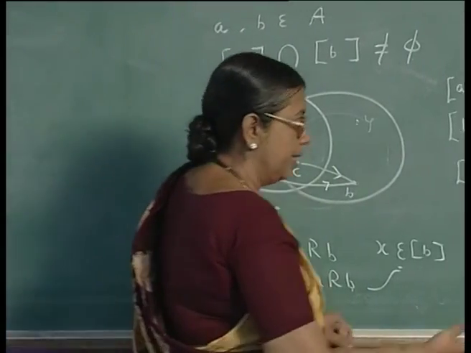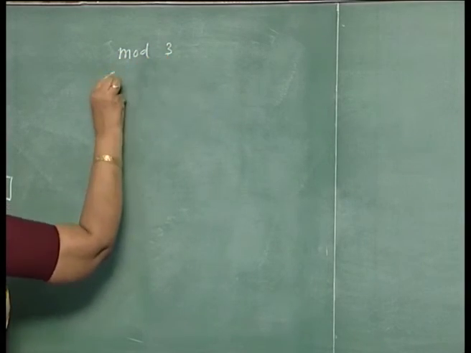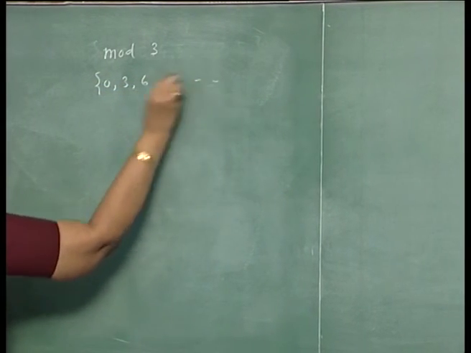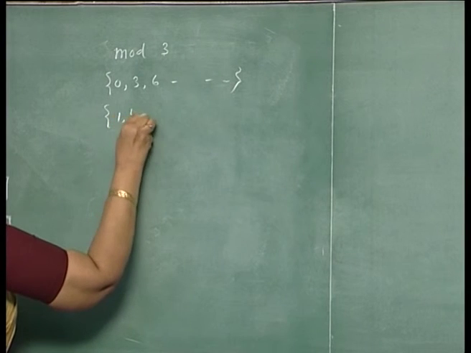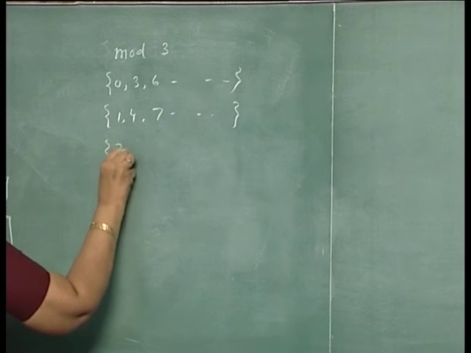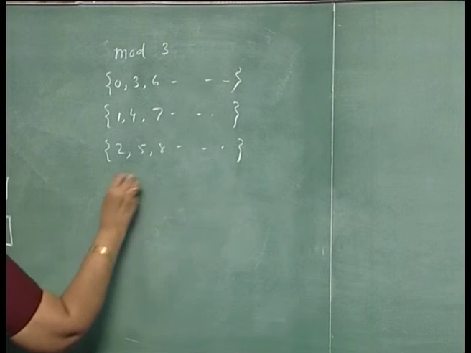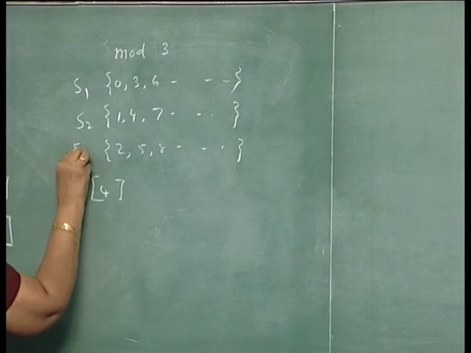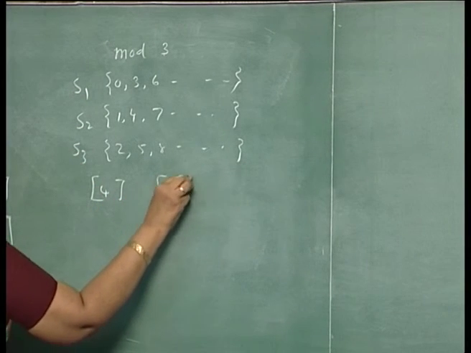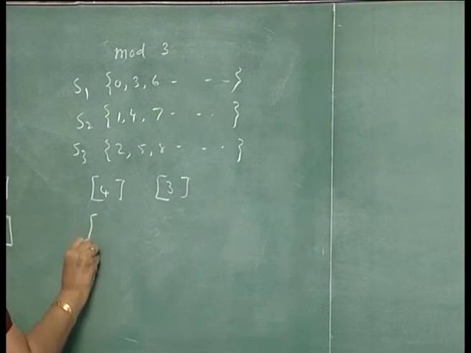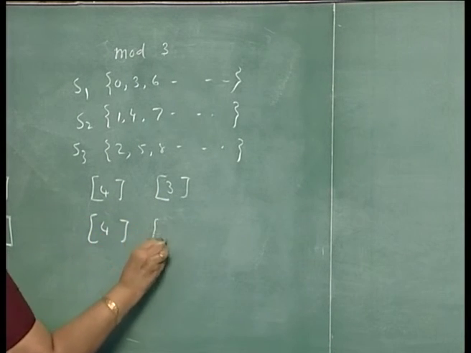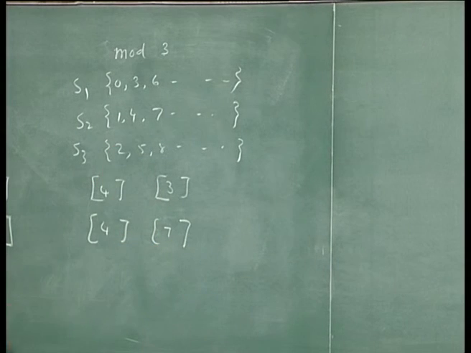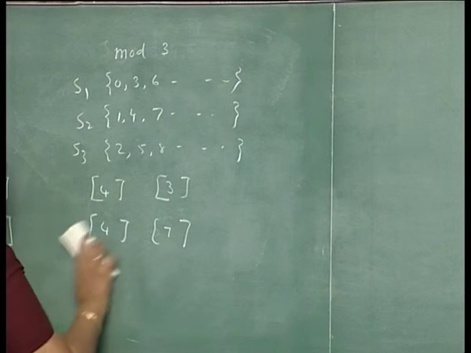Let us take that example. Mod 3, we had 3 equivalence classes: 3, 6, 9 etc., 1, 4, 7 etc., and 2, 5, 8 etc. Now, if you take the equivalence class of 4, that is S2, and if you take the equivalence class of 3, that is S1, they are disjoint. If you take the equivalence class of 4 and the equivalence class of 7, they are the same. So, either they will be the same or they will be disjoint. That is what is meant by the first part of the proof.